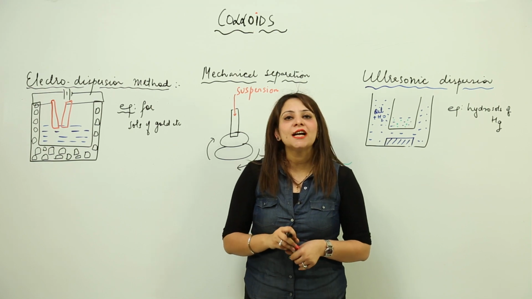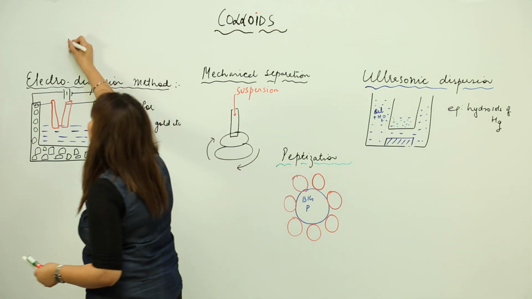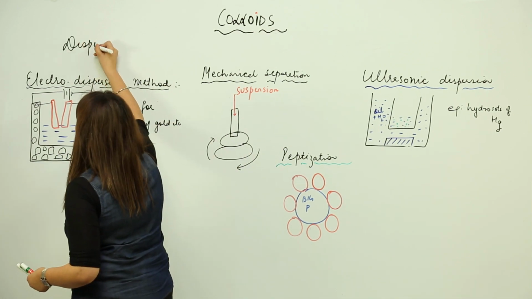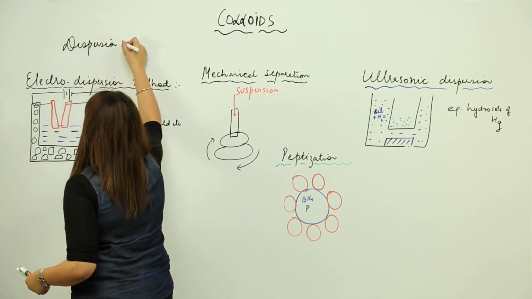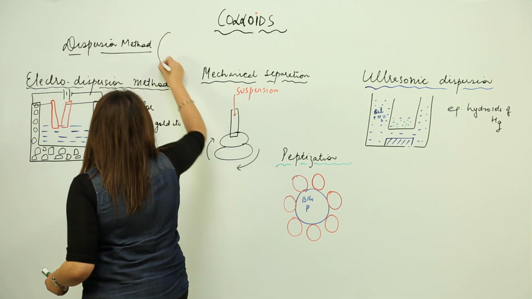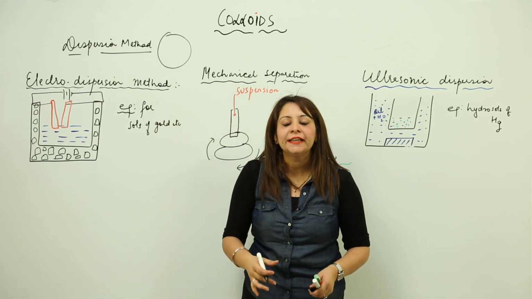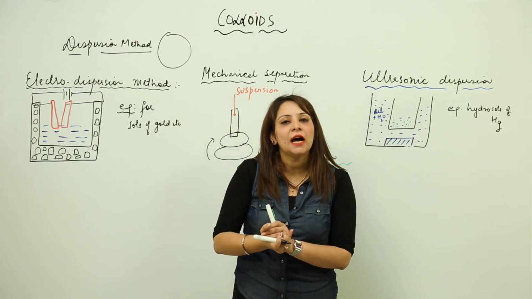Now we are going to start with the first method of preparation of colloid, that is the dispersion method. As I told you, in the dispersion method, we have a particle which is bigger in size. That means it is bigger than 1000 nanometer, right? That means the diameter is just bigger than 1000 nanometer.